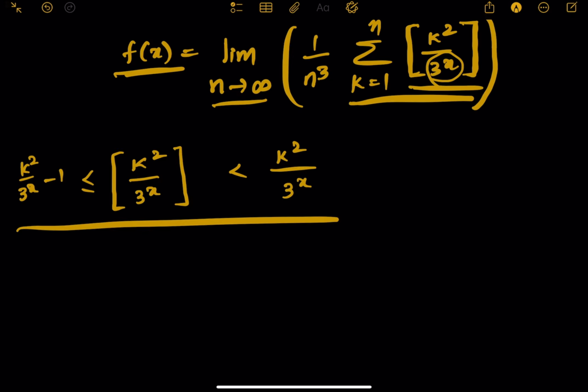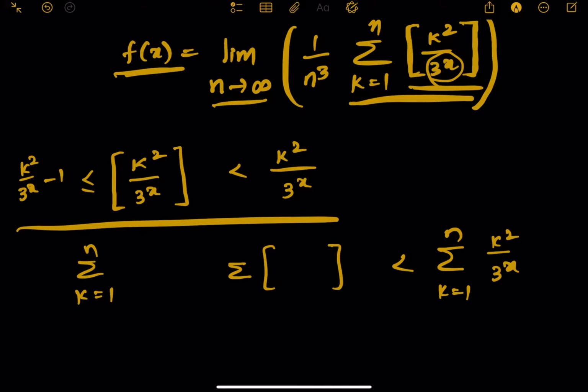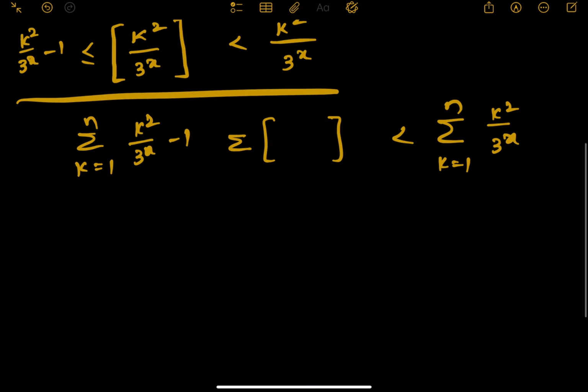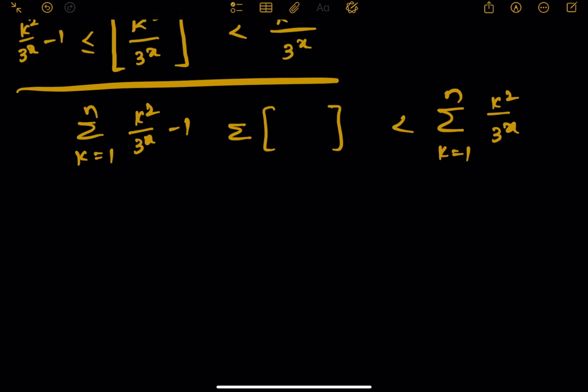Now let us apply the summation to this inequality. So summation of this is less than summation k is equal to 1 to n of k square upon 3 to the power x, less than or equal to summation k is equal to 1 to n of k square upon 3 to the power x minus 1. So this is the very definition of the greatest integer part function. So we are just using the definition, basics. All right, so now if you observe, this summation is independent of x, so you can write 1 by 3 power x multiplied by sigma k is equal to 1 to n k square.